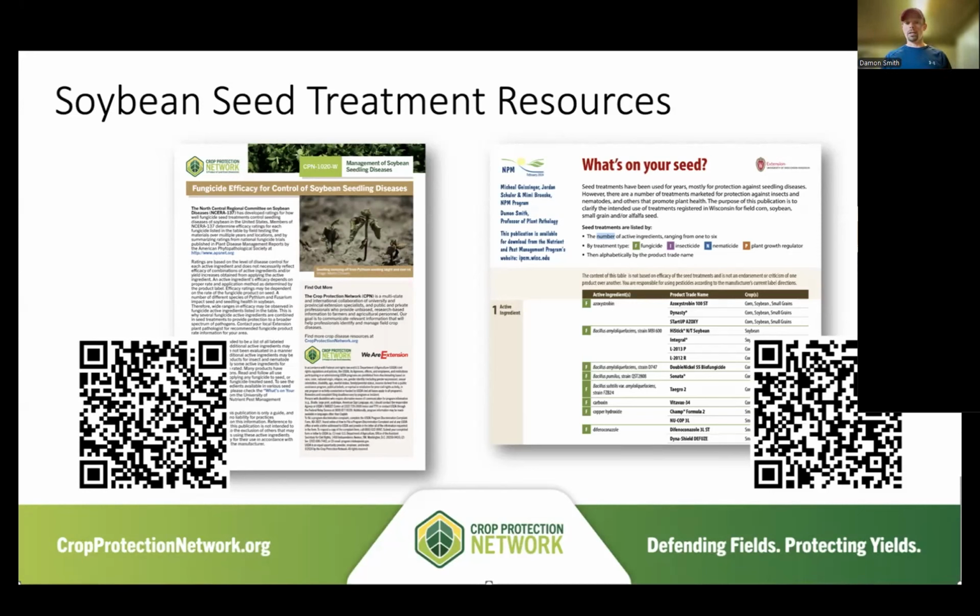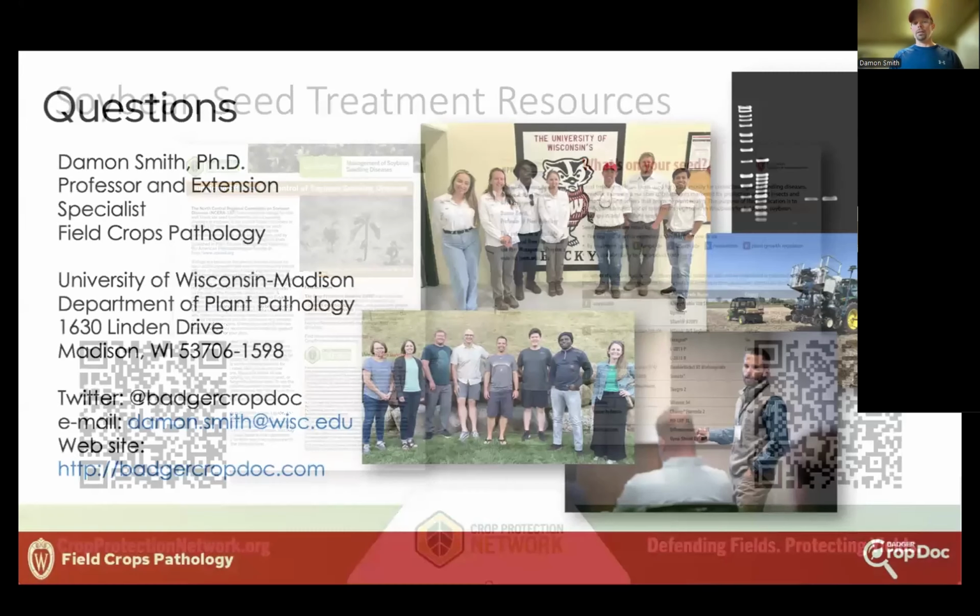There's a QR code there on the left. And then on the right, we have our own What's on Your Seed publication. It's from UW Extension here as well. And you can find that particular document at the QR code on the right. That was just updated this past winter, so it should be relatively up to date. And what that does is it tells you generally what the trade names of products are, and then what the actual active ingredients are in those seed treatments and what they're actually targeting. So it can help you sort of wrap your head around what you're actually applying out there on those seeds.